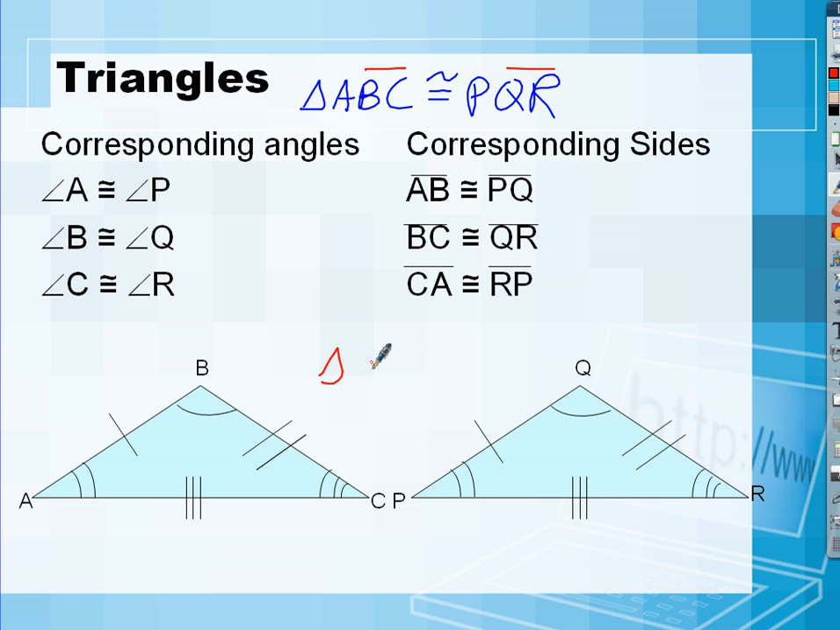Now, how else could I say this congruence? What if I said triangle BAC? How would I have to write the other one? Q goes with B, A goes with P, so Q, P, and then C goes with R. I have to write it like that. That's also correct, though. Okay?